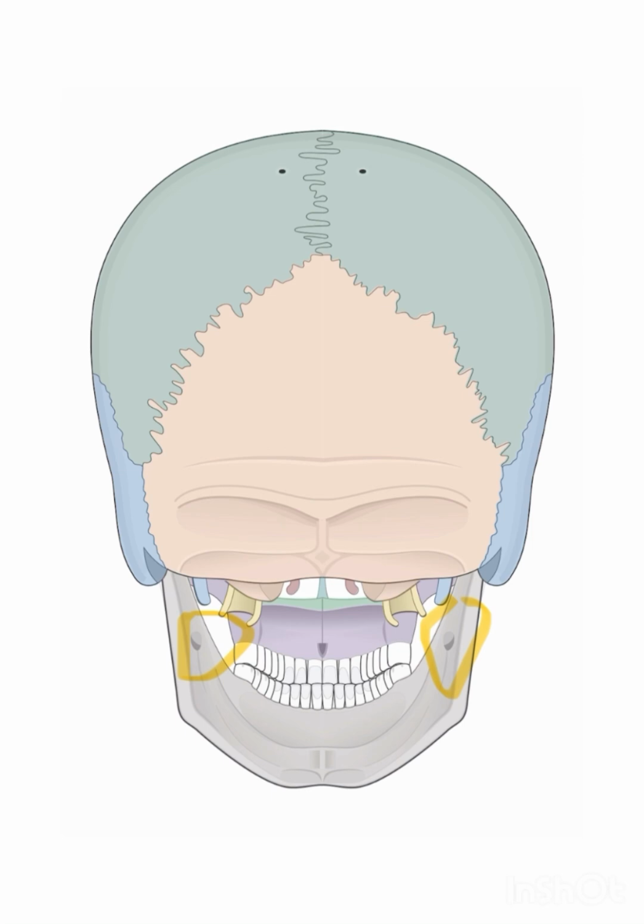This is the mandibular foramen, housing the inferior alveolar nerve, a branch of the mandibular nerve. It also houses the inferior alveolar vessels. The mandibular foramen is located on the medial side of the ramus.